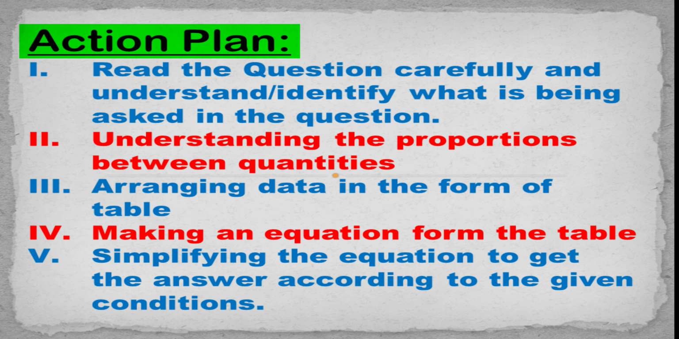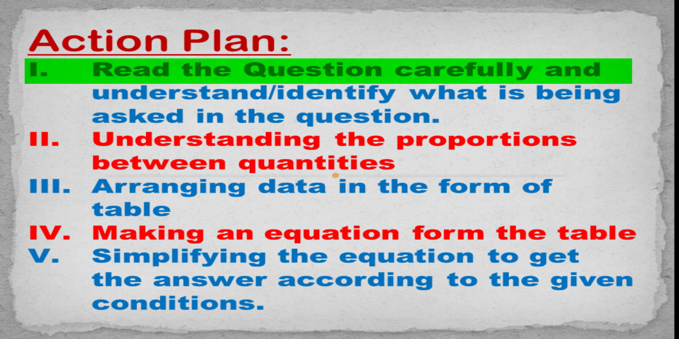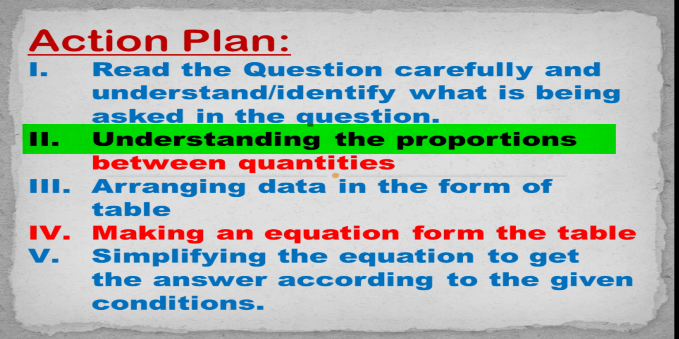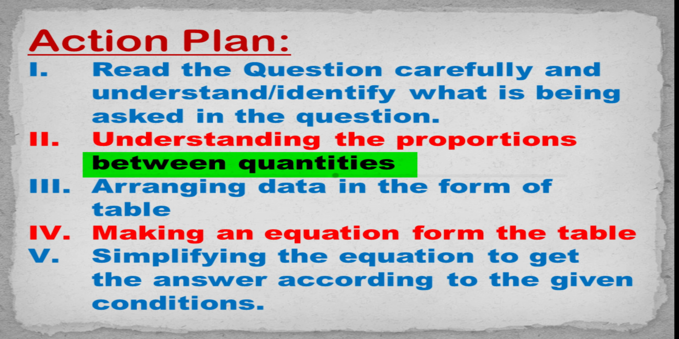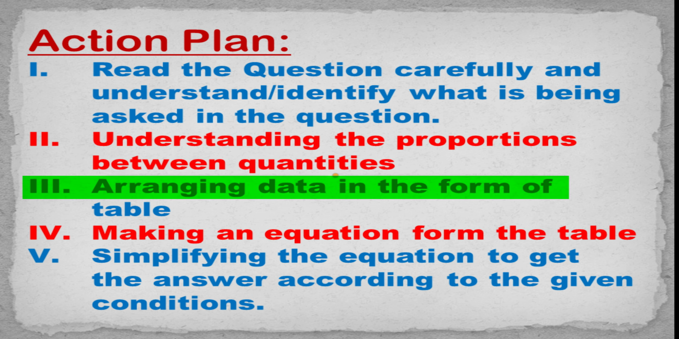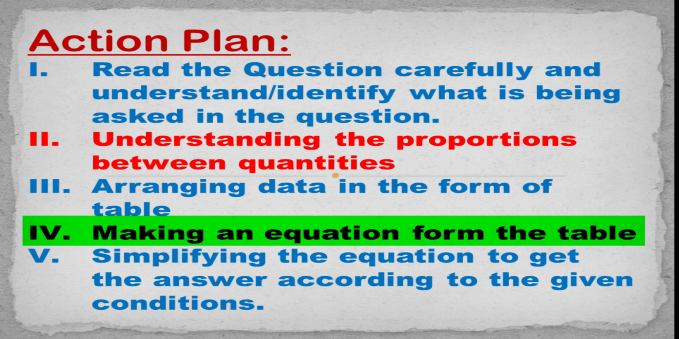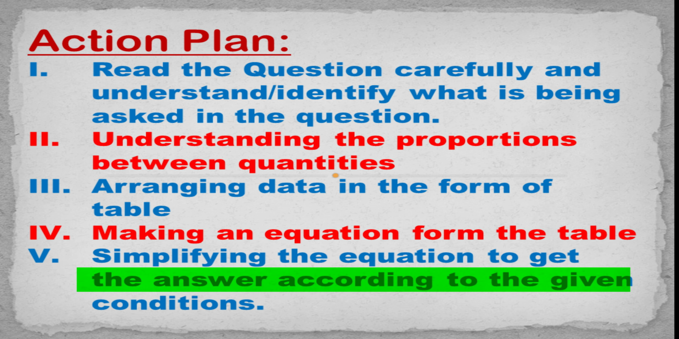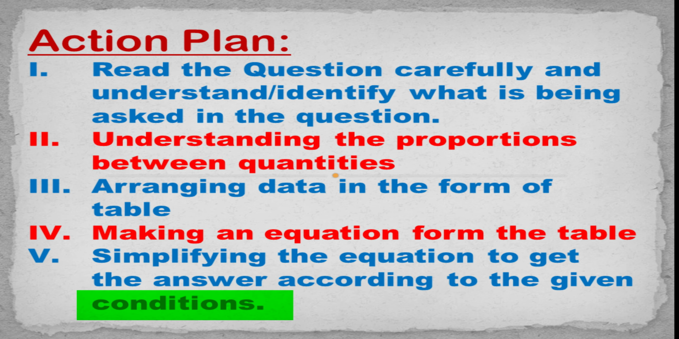We should follow this simple action plan of 5 steps to solve every math compound proportion word problem. These are: Step 1. Read the question carefully and understand. Identify what is being asked in the question. Step 2. Understanding the proportions between quantities. Step 3. Arranging data in the form of a table. Step 4. Making an equation from the table. Step 5. Simplifying the equation to get the answer according to the given conditions.